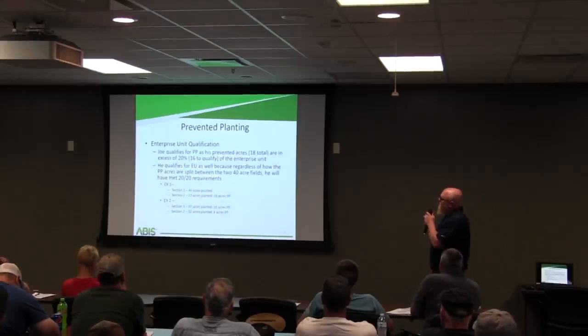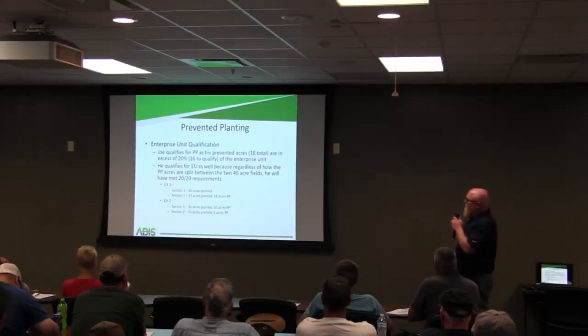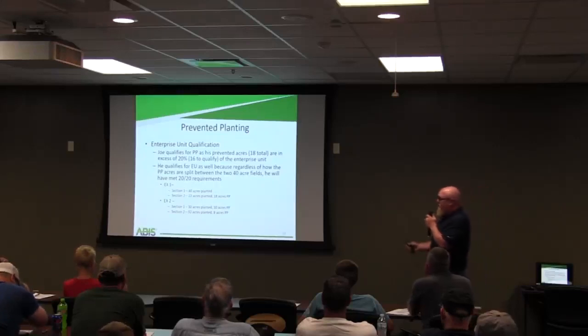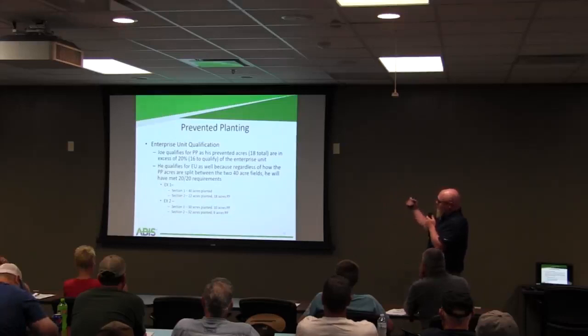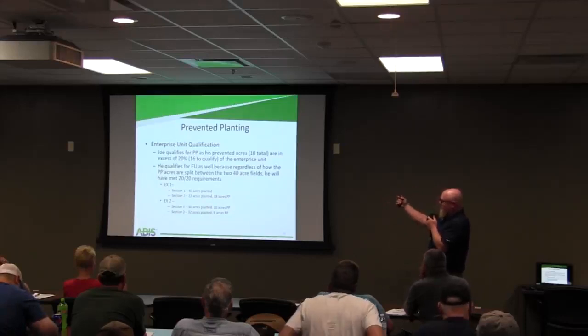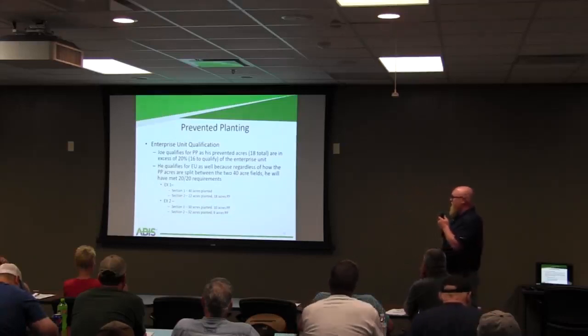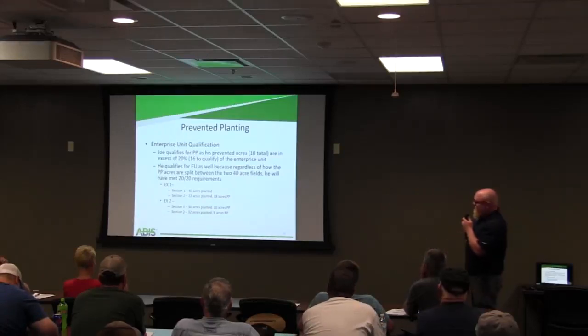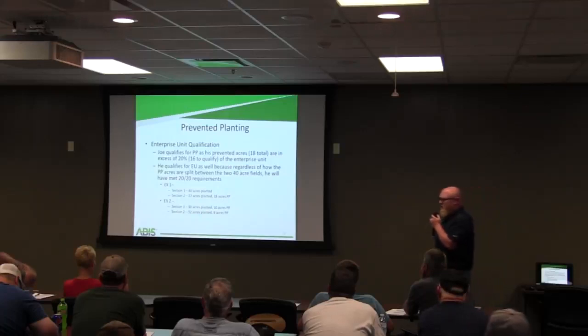And so Joe qualifies for his prevented plant, as we looked at on the last slide, and he qualifies for his enterprise unit as well, regardless of how the 62 planted acres are split between the 2 fields. And just a couple quick examples there. In section 1, he got everything planted. In section 2, he had 22 acres planted and 18 prevented. And then in the second example, he had 30 and 32 acres planted and a few prevented acres in both fields. So overall, in that situation, he would qualify on both counts.